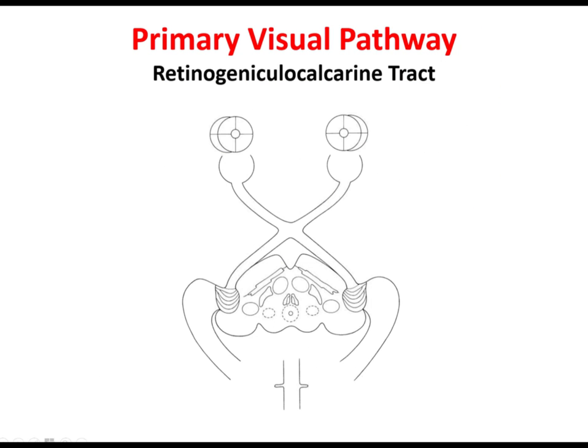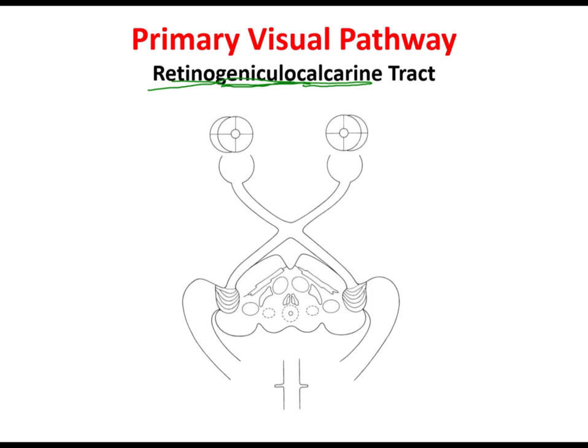So the primary visual pathway, let's look at now how light is actually processed. And what I have here is what's known as the retinogeniculocalcarine tract. So let's look at what we're talking about here. We're talking about the retina, so that's where these fibers originate, from the retina. The geniculo, we're basically talking about the lateral geniculate nucleus in the thalamus, and calcarine is where they actually end. So this is the visual pathway from the retina all the way to the primary visual cortex. And again, this is where we have our perception of light.